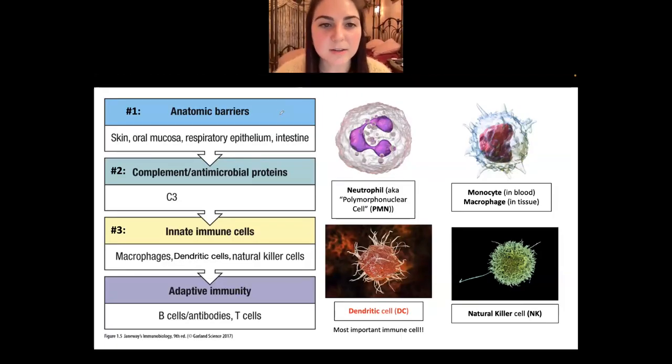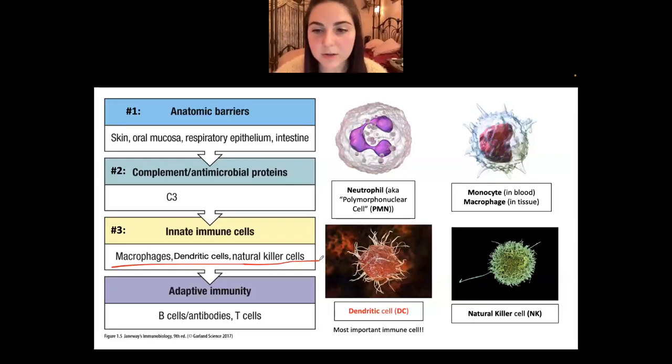If this fails, then we're going to get some antimicrobial proteins being released. Complement, we're going to talk about complement a lot tomorrow. You guys are going to be so sick of complement after tomorrow. But complement is a really good innate immune system thing to get rid of pathogens. If that fails, then we have some innate immune cells that are always patrolling the area. It's important to understand which cells are innate and which cells fall under adaptive immunity, because these are the guys that play first, before we even get to adaptive immunity.